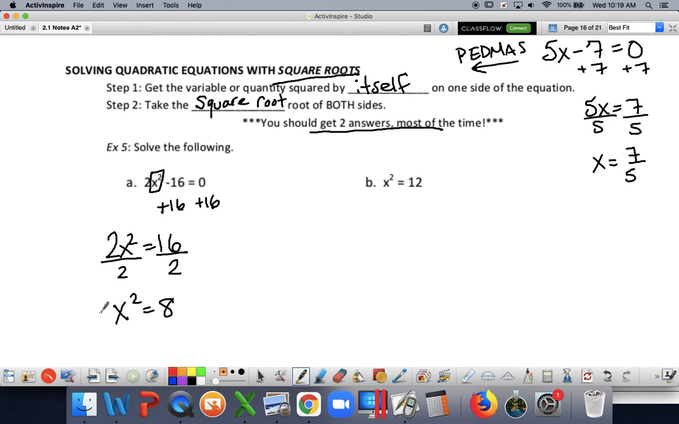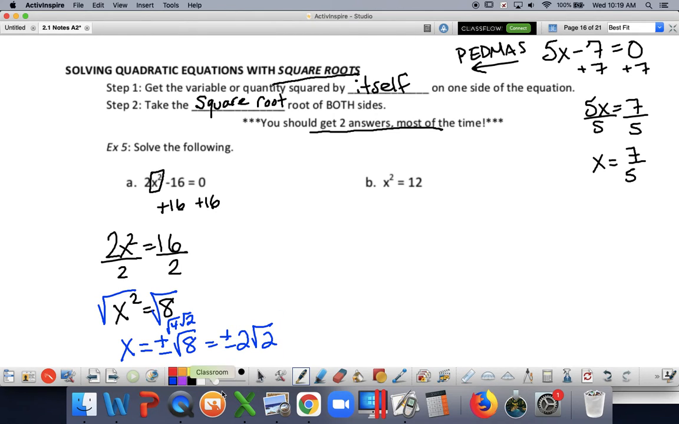Now the next step is I need to solve for x, not x squared. So I take the square root of both sides. When I do that, I wind up with x is equal to positive or negative square root of 8. Now, can I simplify the square root of 8? I can. It is 4 times 2, so my answer is positive or negative 2 square root of 2.